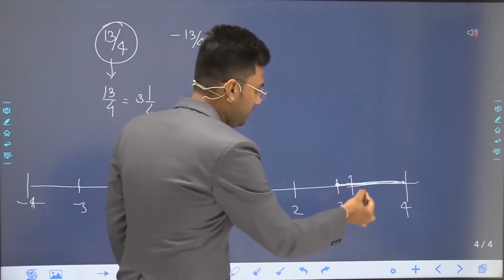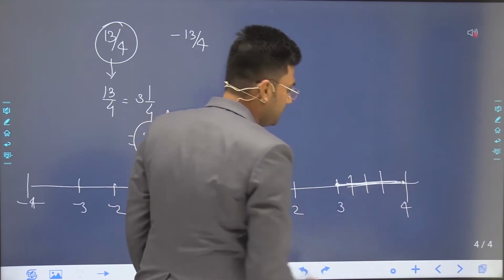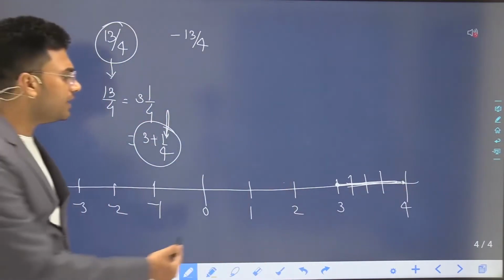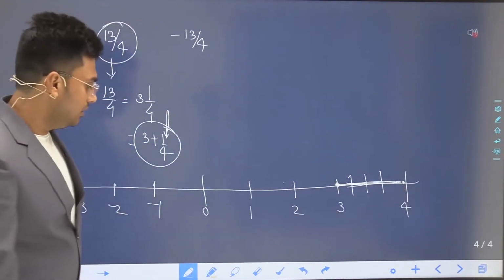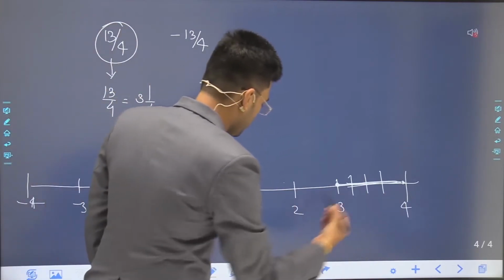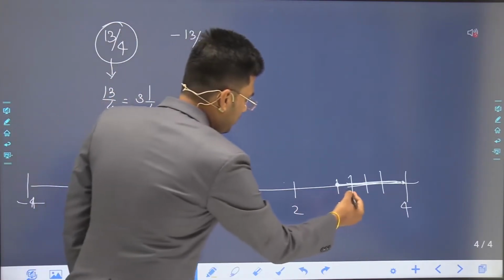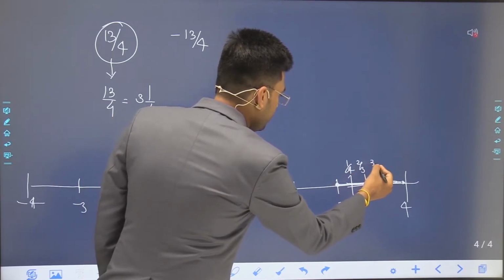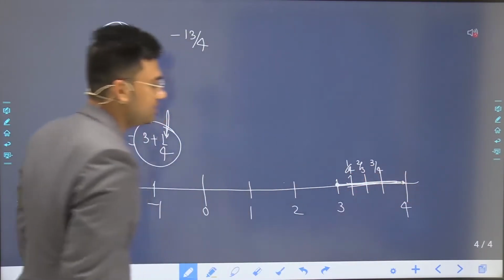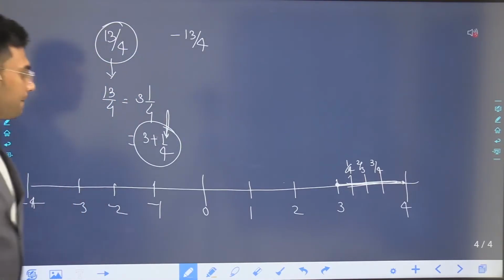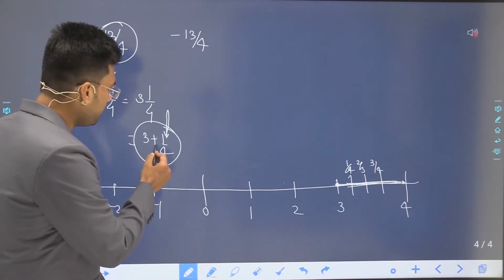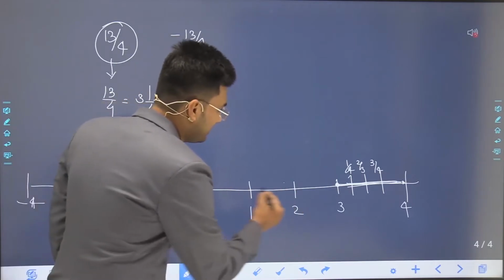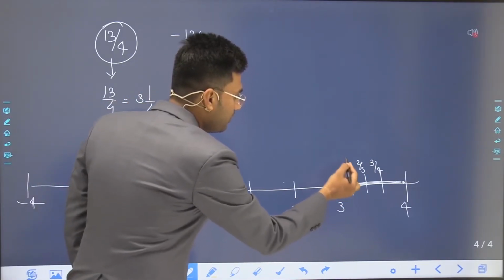So it is 1, 2, 3 and 4 itself. These parts should be equal parts. So now it is 1 by 4, it is 2 by 4, it is 3 by 4 and it is 4 itself. Okay, so we have to represent 3 plus 1 by 4. So this distance is 3 and we have to use 1 by 4 also.